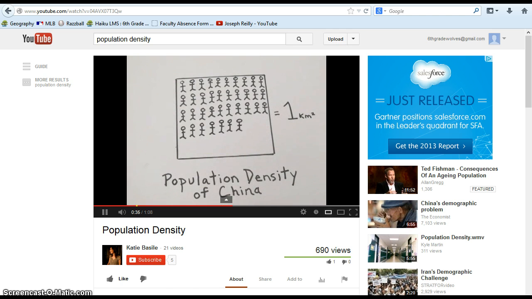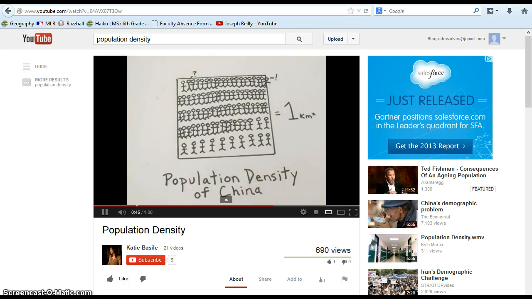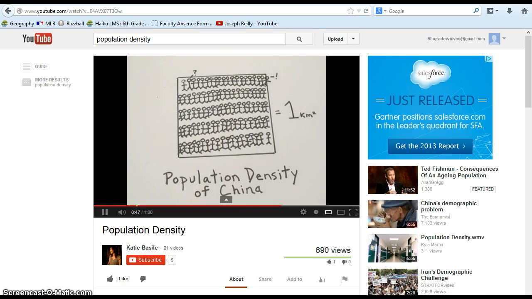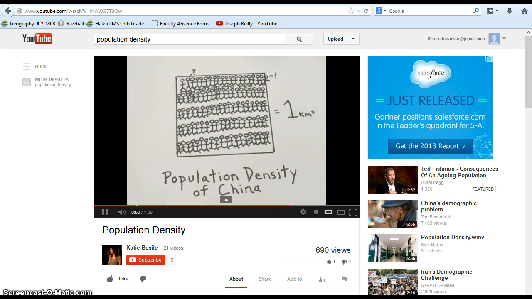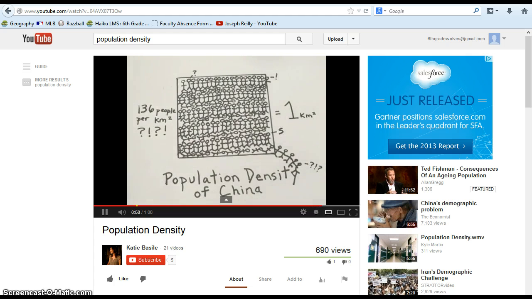Already it looks like more than the United States. Uh-oh, even more crowded. How would you like to be up close and personal with your classmates like that in a classroom? That wouldn't be very fun, you guys. So, this is a pretty high population density. There's not much space for these people. 136 people versus 32 in the United States.